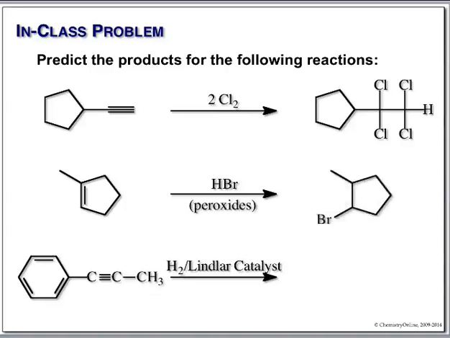And that's just because peroxide is present? I'm sorry? Is that just because peroxide is present that makes it anti-Markovnikov? Right. Remember, HBr by itself gives Markovnikov addition. That would be here. With peroxide, you get anti, which is here.